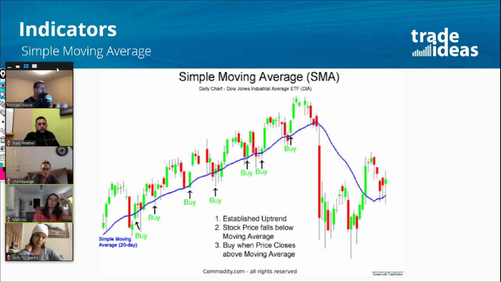But a moving average is simply taking the closing price of whatever candle you're looking at, so a 15-minute candle or a daily or a weekly, whatever it is you're looking at, and averaging out those prices. So what people will use this kind of thing for is establishing a trend of a stock, the same way we talked about drawing a line to establish a trend. It smooths inconsistencies of data, right?